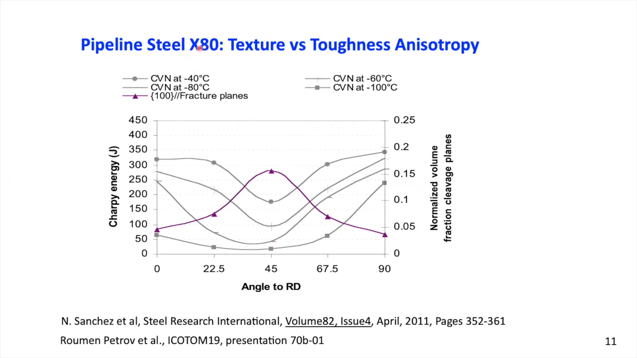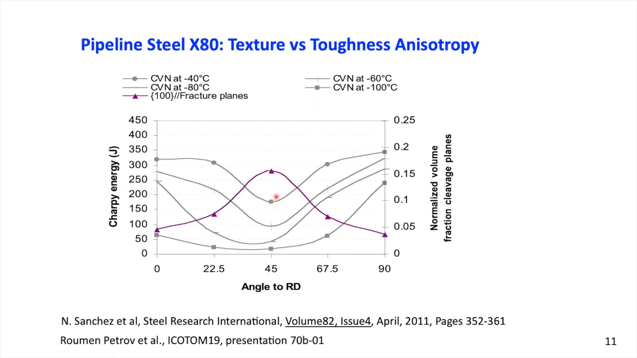This is a well-known X80 type steel, and here on the vertical axis is the Charpy V-notch energy, and this is the angle of the long axis of the Charpy notch sample with respect to the rolling direction. And you can see that there clearly is an anisotropy, especially at intermediate temperatures. For example, here at -40 degrees, you clearly see a reduction of toughness or an increase of brittleness.